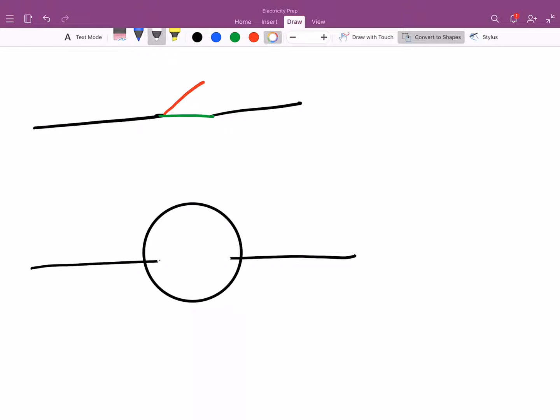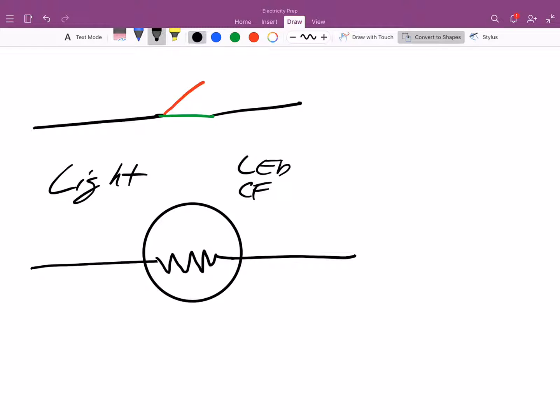Now, the next thing we have will be a light bulb. This can resemble many forms of light and also appliances, but we'll focus mostly on LEDs, compact fluorescent, and conventional filament based.